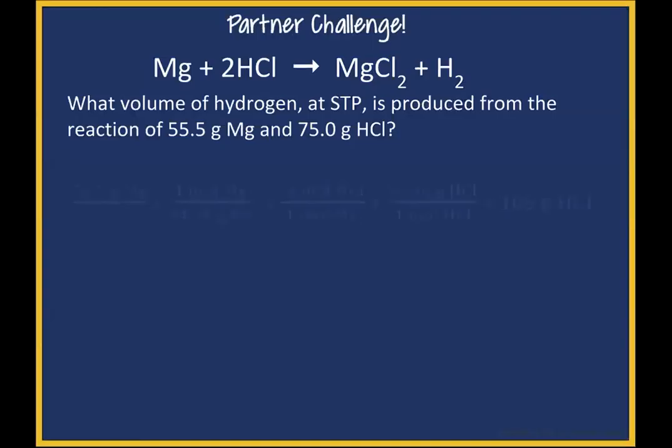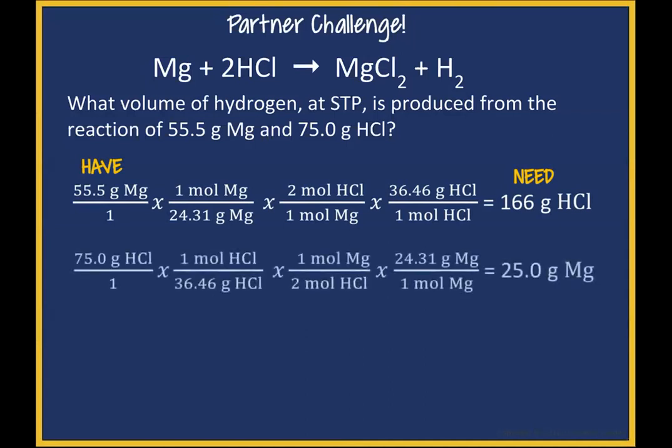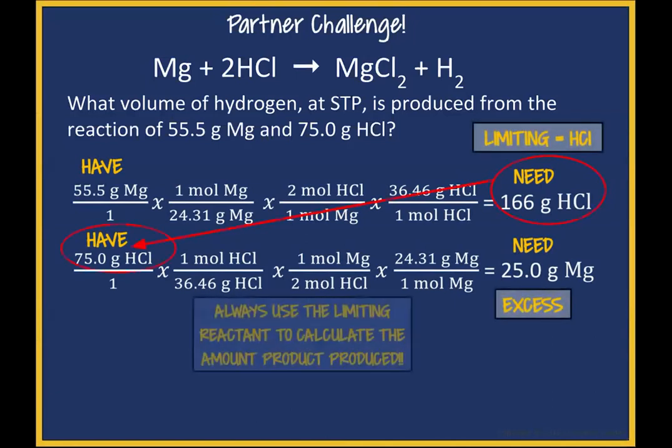Okay, here it is. We have 55.5 grams of magnesium and we need 166 of hydrochloric acid. And we had 75, we need 25 of magnesium. So we compare our needs and our haves. And our limiting is the HCl and our excess is magnesium.